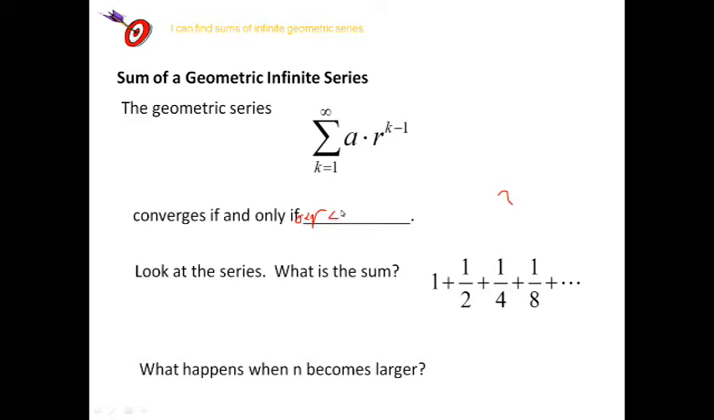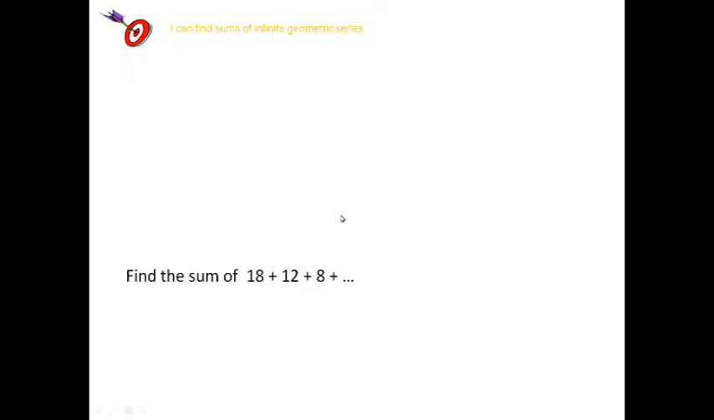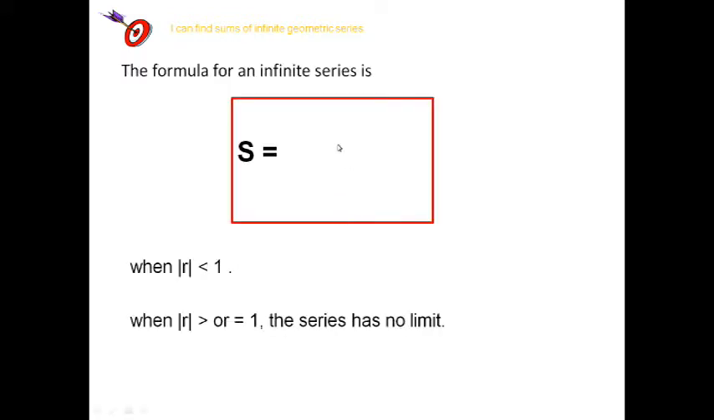Actually, 0 is less than r, which is less than 1. We don't want it to be like -10 or something. So the formula for an infinite series is going to be this. S is going to equal a1 over 1 times 1 minus r to the n, all over 1 minus r.